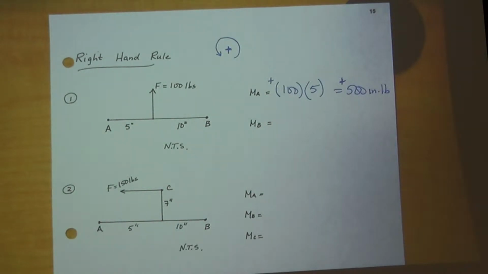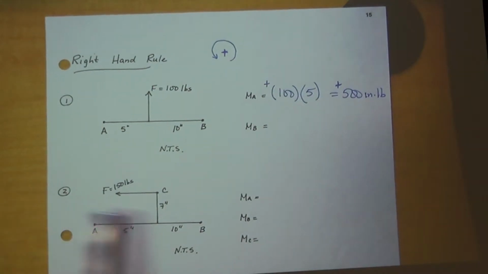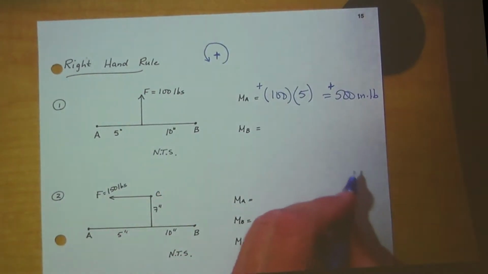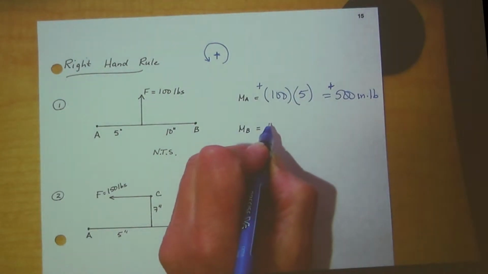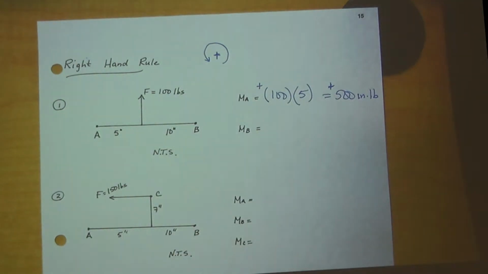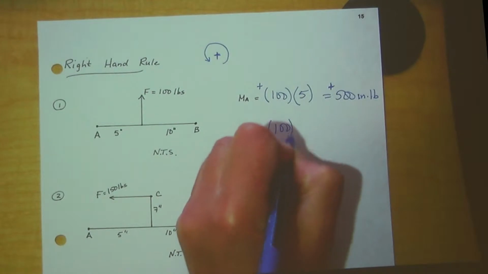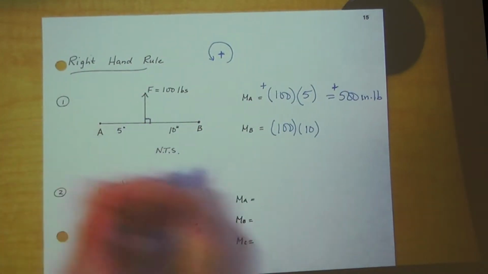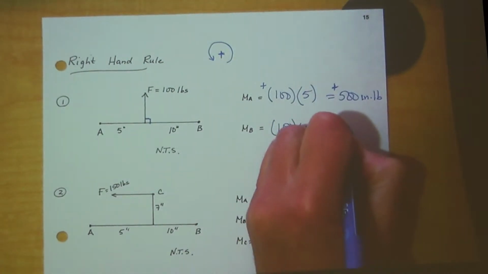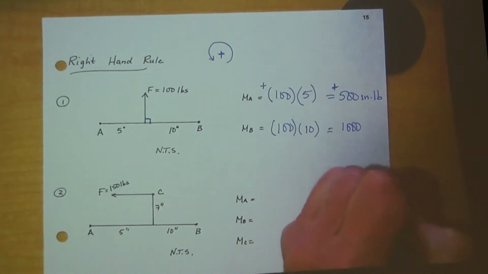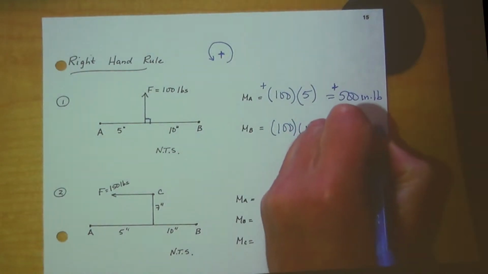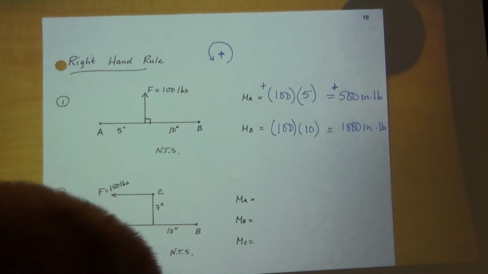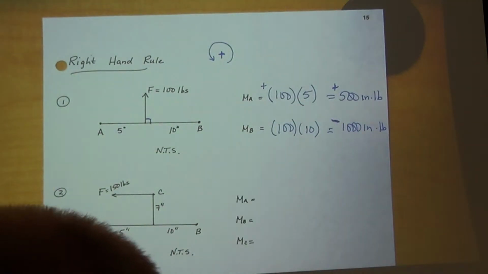Okay, so we're going to start going around the room now. Wes? So now I'm trying to find the moment about point B. So tell me what I need to do here. Fingers in the direction of the force. 100 times 10. So 100 is the force, 10 is the perpendicular distance, which gives me 1,000. What's the units? Inch pound. And tell me now, using the right-hand rule, do you get a positive or a negative? Negative. Everybody good?